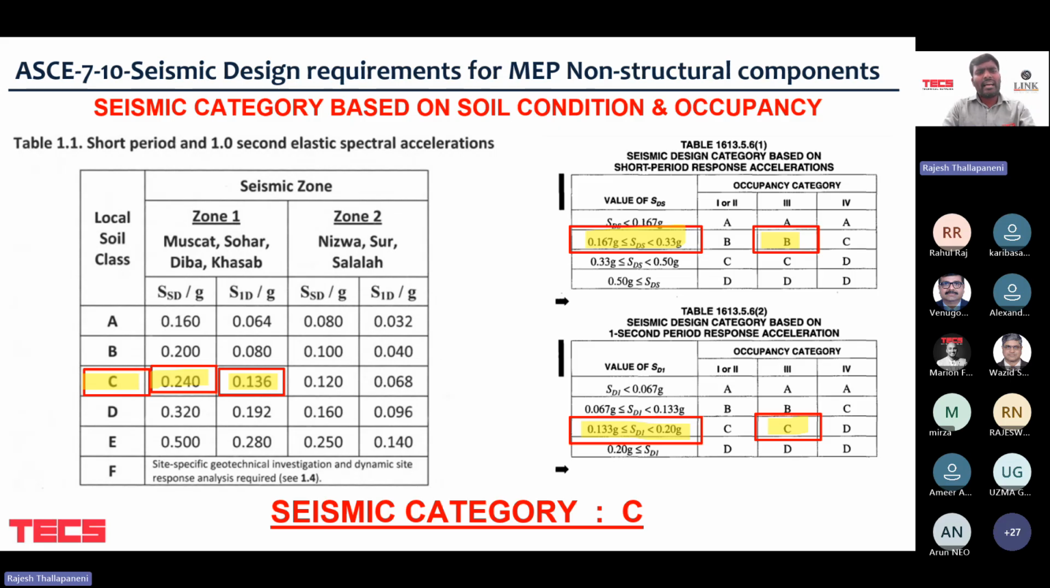There are a lot of terms. And then we got 1 second elastic spectral acceleration. What are these terms and what are these factors? I have highlighted two factors related to SDS value and SD1 value. So what are these factors?